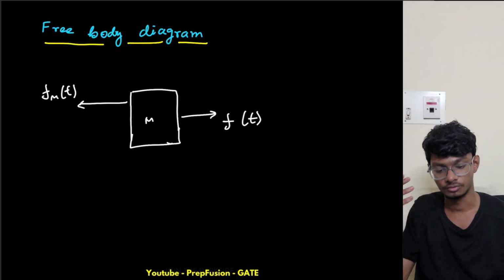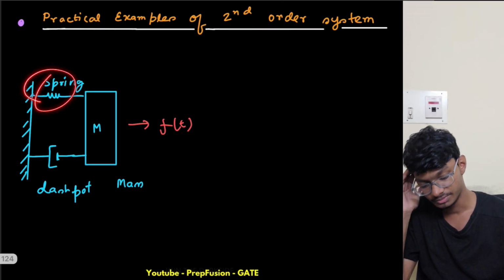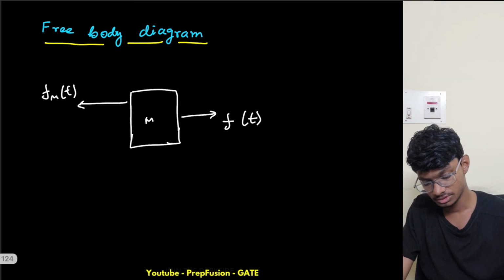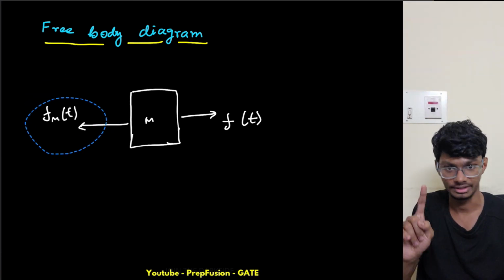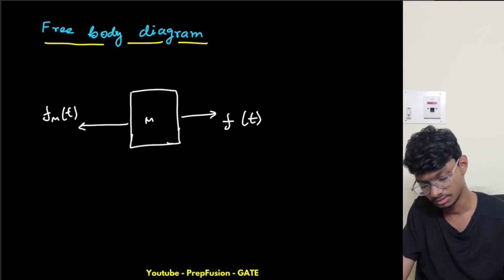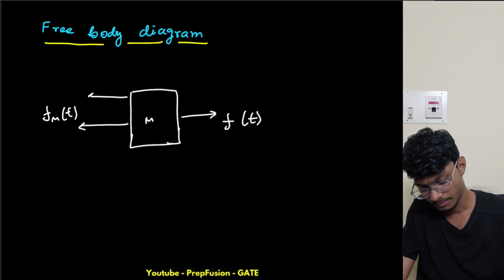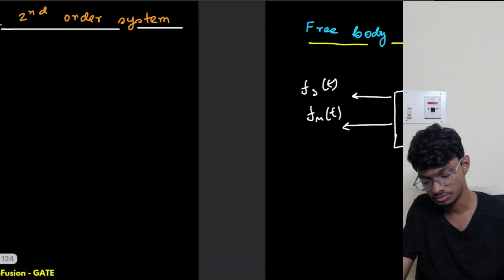Now what are the other forces? I have this spring. So the spring will provide some spring force, which will be equal to kx, as I discussed in the formula earlier. So the spring will provide some Fs of t, which will be equal to kx.